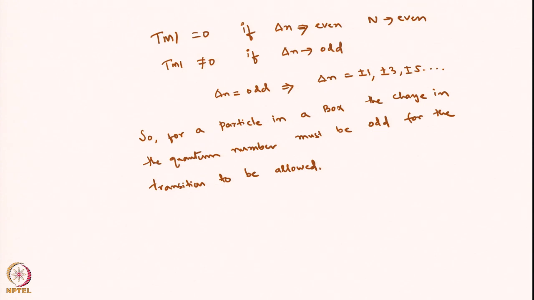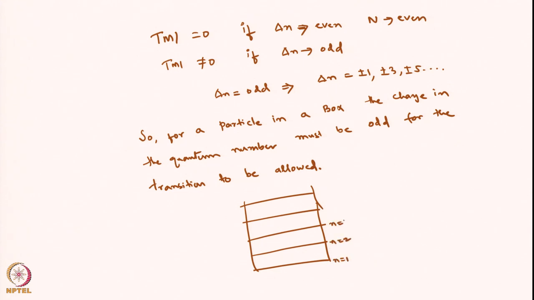So now, which means if you have a particle in a box, n is equal to 1, n is equal to 2, n is equal to 3, n is equal to 4, n is equal to 5. So this will be allowed, this will not be allowed, this will be allowed, this will not be allowed. So every alternate one will not be allowed. Similarly, this will be allowed, this will not be allowed, and this will be allowed. Similarly, this will be allowed and this will not be allowed.